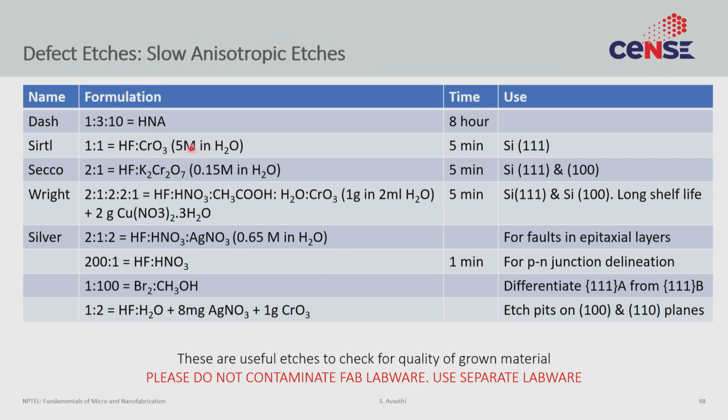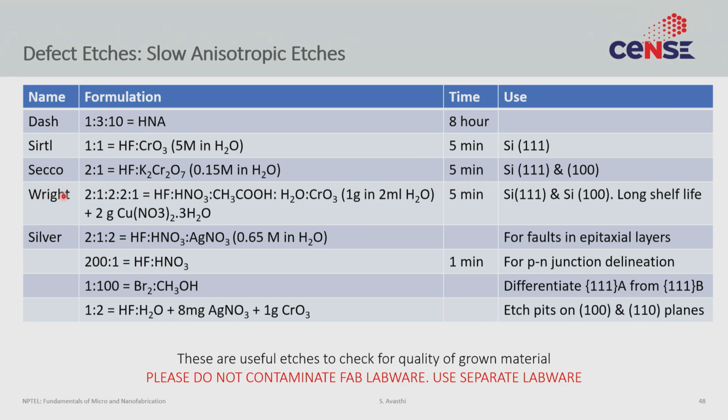So there's a whole family of chromium oxide based etches, right? So these, for example, these two, yeah. So Sirtl, Secco, I have not mentioned Schimmel, but Schimmel etch is also a chromium oxide based etch. And the advantage here is that you can see the 111 and 100 facets, and the etching times are fairly small. Okay. Now, another class of etching compounds uses both HNO3 and chromic oxide.